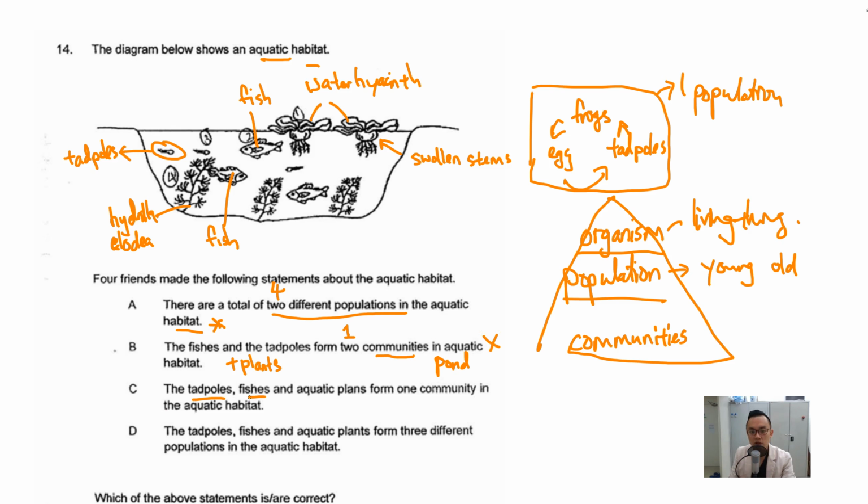The tadpoles, fishes, and aquatic plants form one community in the aquatic habitat. This is correct. All the animals and all the organisms in this entire pond form one community.